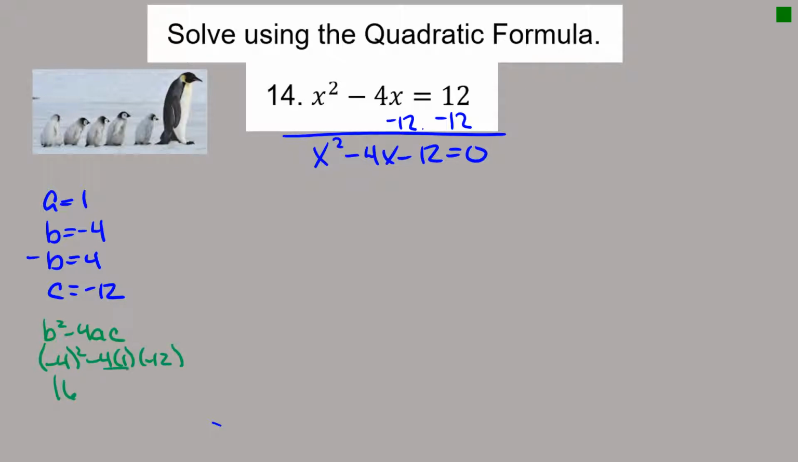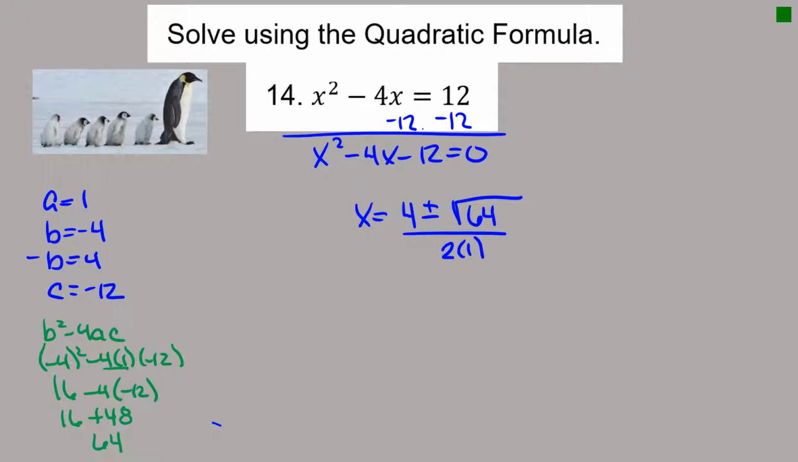So 16, 4 times 1 is 4, times negative 12. Negative 4 times negative 12 is a positive 48. 16 and 48 is 64 again. We like that number. All right, so x is going to equal the opposite of b, which is 4, plus or minus the square root of the discriminant, which is 64, all over 2 times a, which is 1. Now, because we just did 64, we know the square root of 64 is 8. So we're going to go to our two answers.